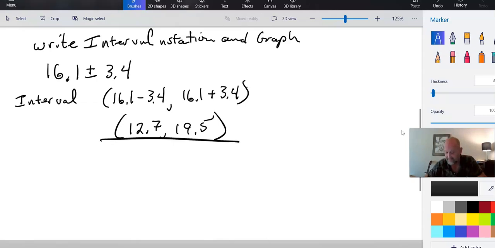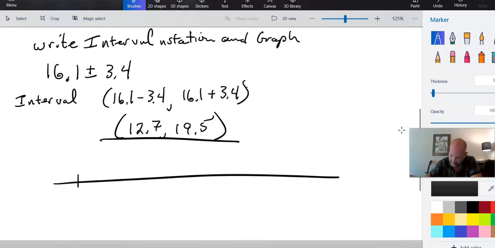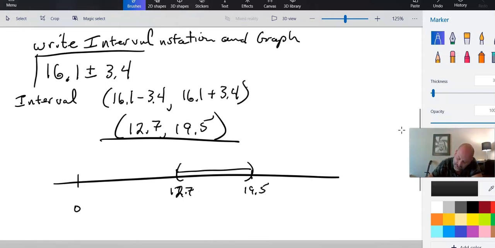Right? And so this is the interval that we should be talking about. And if we're going to graph this thing, I'm just going to say 12.7 is right here, and 19.5 is up here. If we're going to graph it, we just need to make sure we find those endpoints, and then we can just graph it, right? So not much has changed after that, but it's a matter of just understanding this new notation.